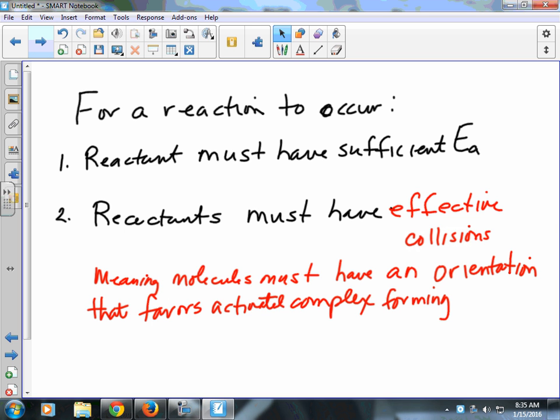So, if you take a look at page 10 of your notes, let's run through them real quick. Temperature, velocities, and concentrations all affect the rate of the reaction. For a reaction to happen, molecules must collide. They've got to collide with each other. But those collisions have to be effective collisions.